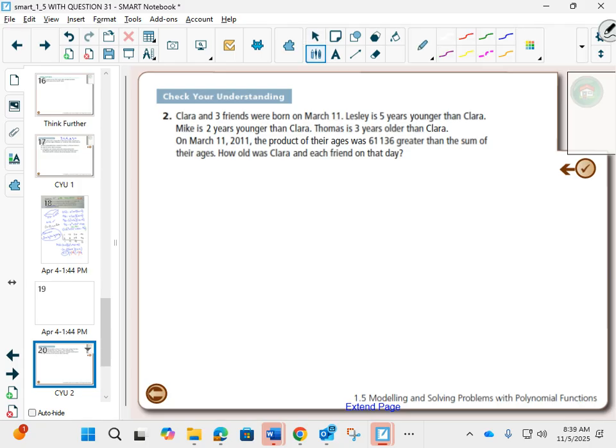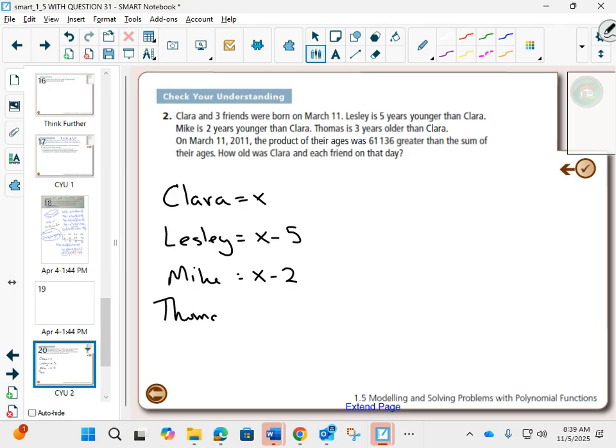What do they have? We have 4 people, and we don't know. We want to find out how old Clara is. So I'm going to make her age X. Okay, Leslie is 5 years younger. So Leslie would be X minus 5. Mike is 2 years younger. Mike would be X minus 2. And then there's Thomas, 3 years older.